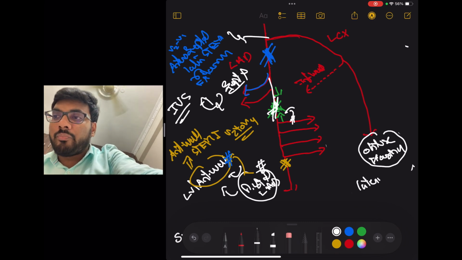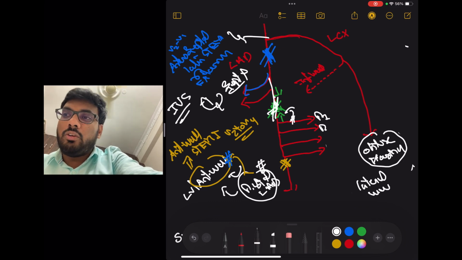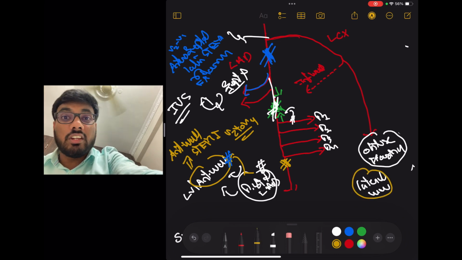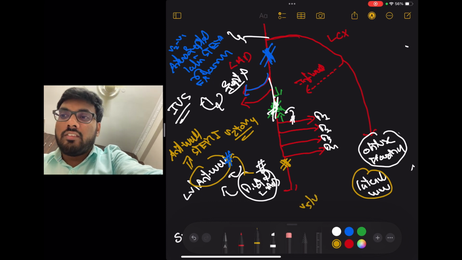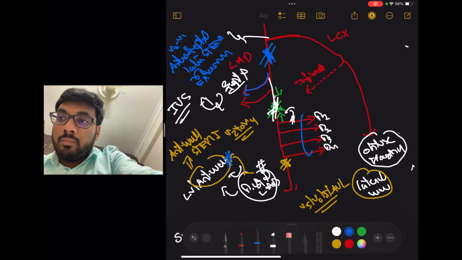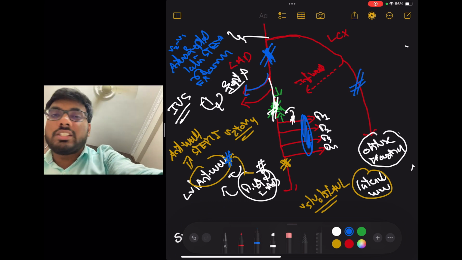Supplying the lateral wall. The lateral wall of the heart is also supplied by the diagonal branches, that is D1, D2, D3, and D4. Suppose a patient has only a lateral wall MI, that is, ST elevations are seen in the lateral leads, V5, V6, 1, and AVL. In such cases, what is the artery that is occluded? Either the diagonal branches only, or the obtuse marginal branch is occluded.